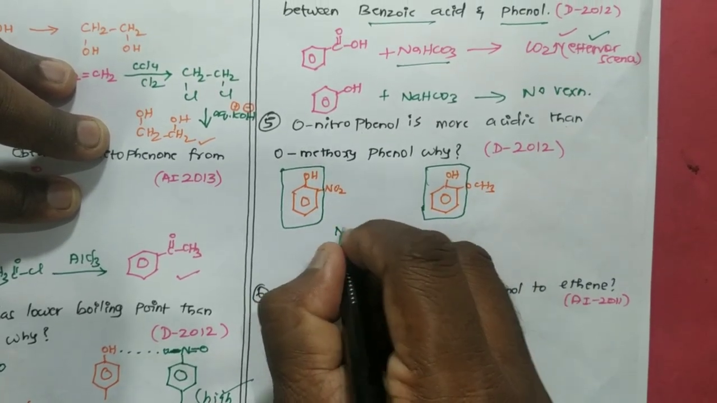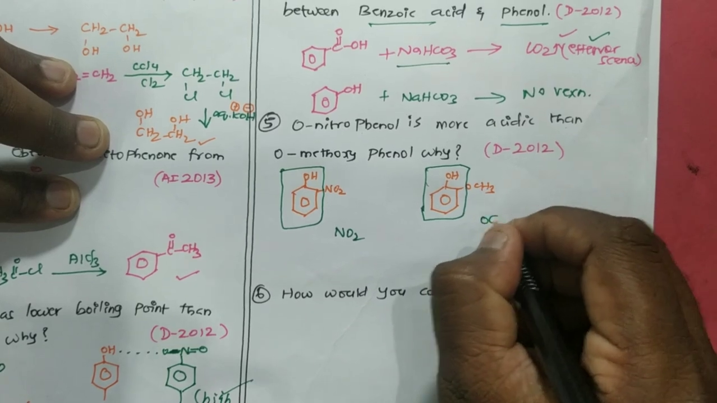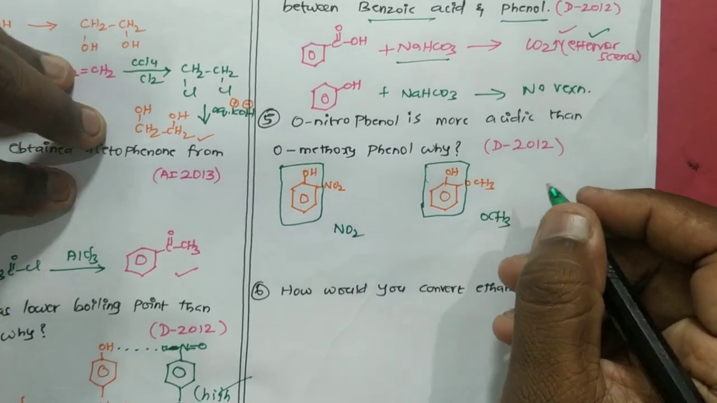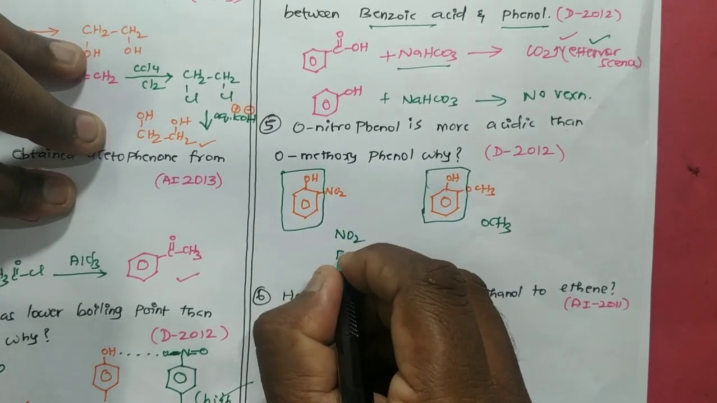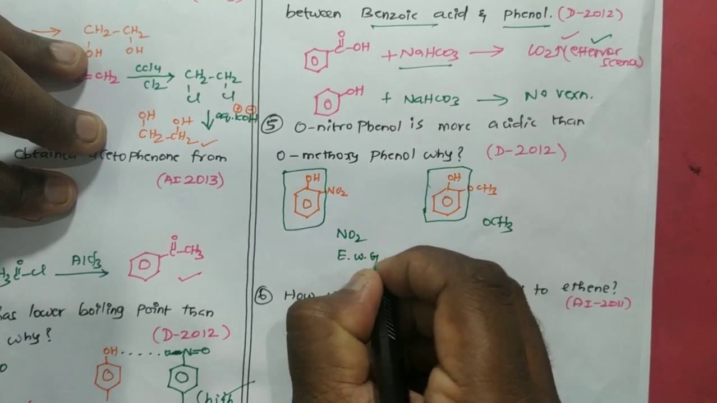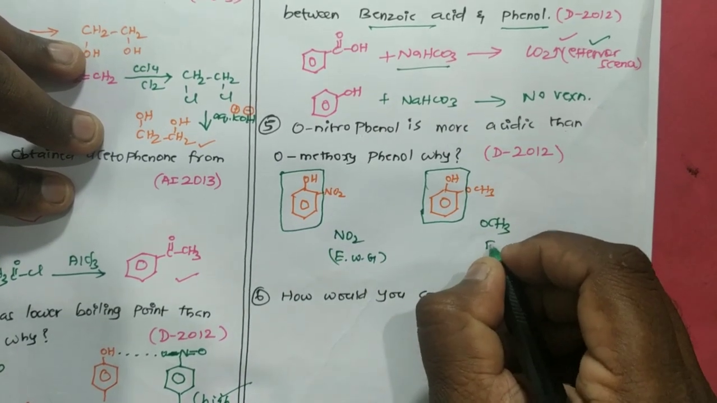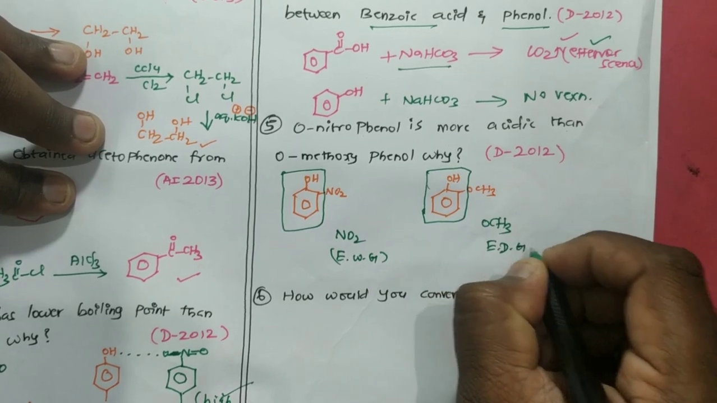Here the only difference is the NO2. Here the only difference is OCH3. Now we have to find out the difference between these two. This is an electron withdrawing group. But in this case, it is the electron donating group.